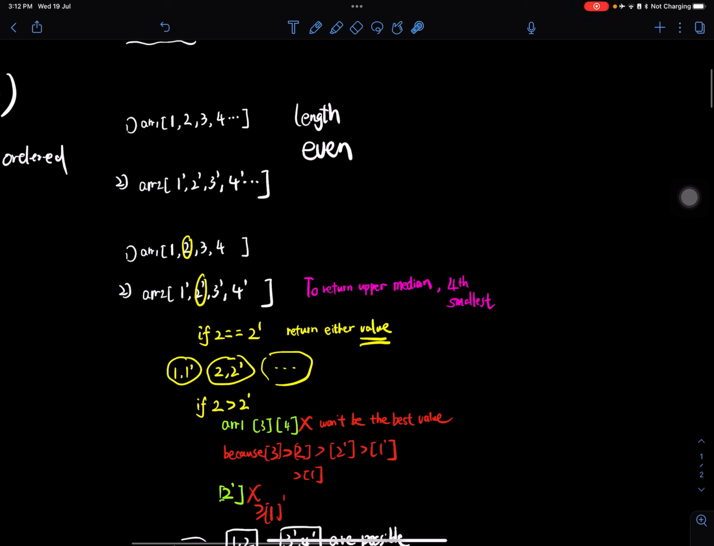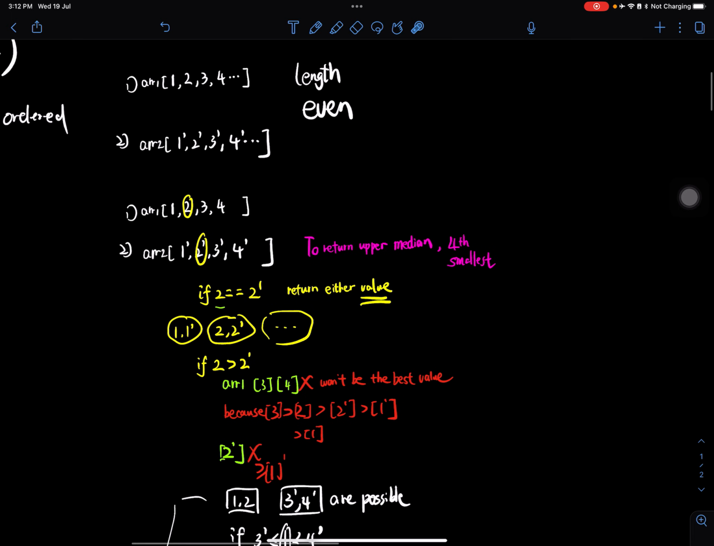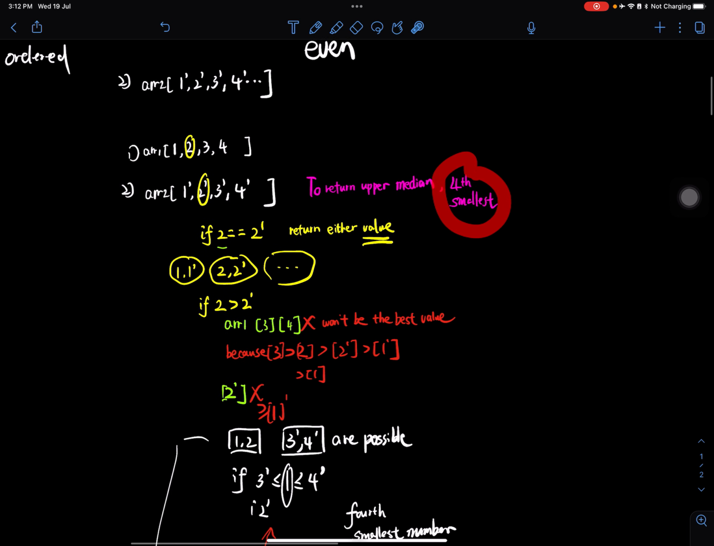In this case, first we compare the median, the middle one of array 1 and array 2. I mean, if the value of this index equals this index, then we return either of the values, meaning we already found the first smallest, because you can see here if it's equal, we can return it.